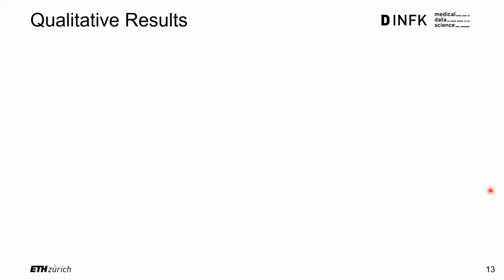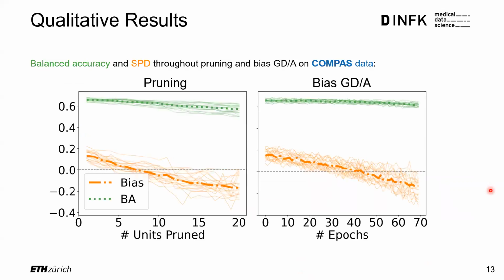So let us first have a look at the qualitative results. In this slide here, we can see the changes in the balanced accuracy and the statistical parity difference throughout the process of pruning and bias gradient descent ascent achieved on the COMPAS data set.